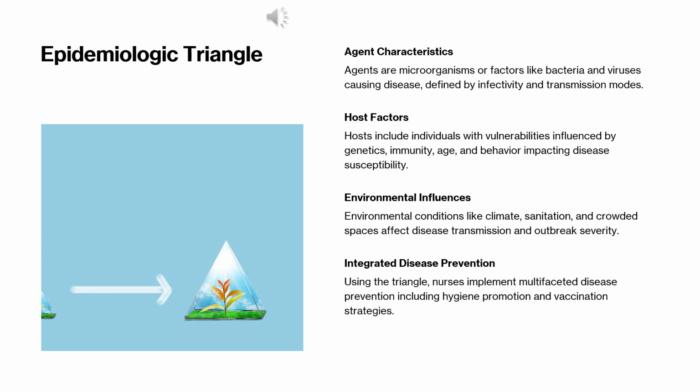The agent is the who or what factor that must be present for a disease to occur. Agents could be biological, chemical, physical, or nutritional. Agent characteristics include infectivity, which is the ability to enter and multiply within a host; pathogenicity, the ability to cause disease; virulence, the severity of the illness produced; toxigenicity, the ability to produce toxins; and resistance, the ability to survive within the environment.